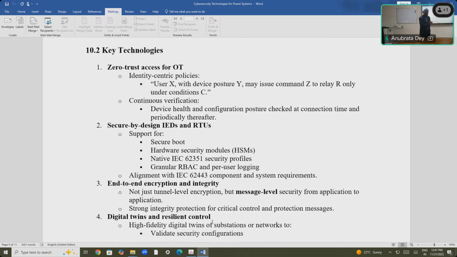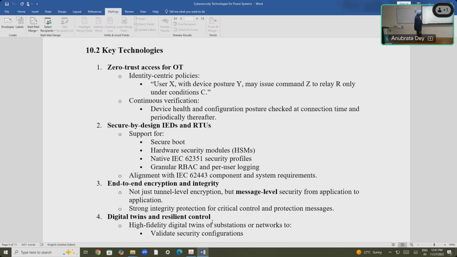So you will set up all these for every single device in your system that has access, right? So you're basically not trusting anything until all these rules are verified, right? And then it's continuous verification. And secure by design IEDs and RTUs, okay?